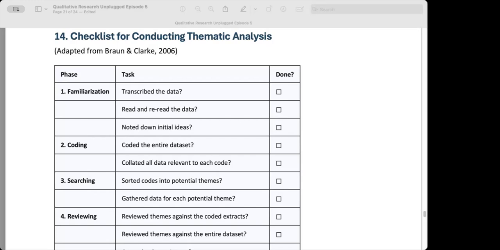For Phase 2, coding, it asks: Did you code the entire dataset exhaustively, ensuring every potentially relevant segment was tagged? Have you collated all the relevant data extracts for each code you created, keeping your codes organized and easily accessible for the next phase? Check 2.